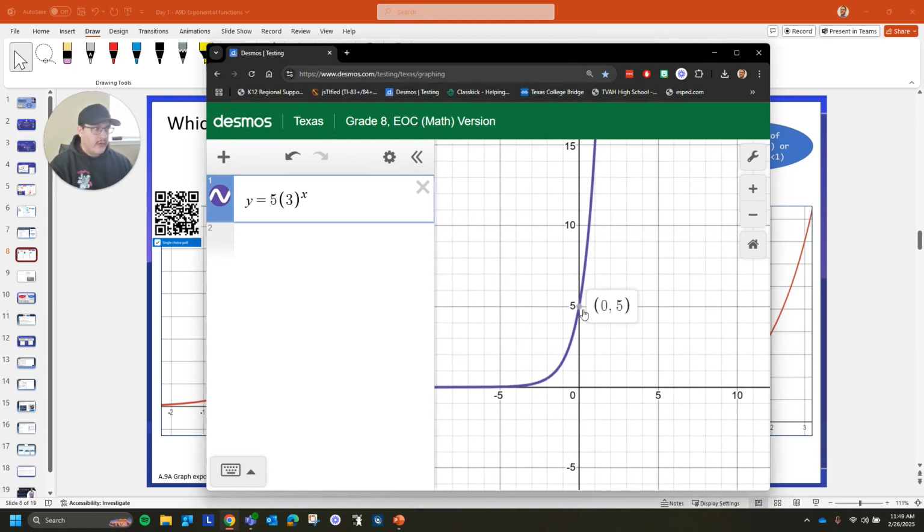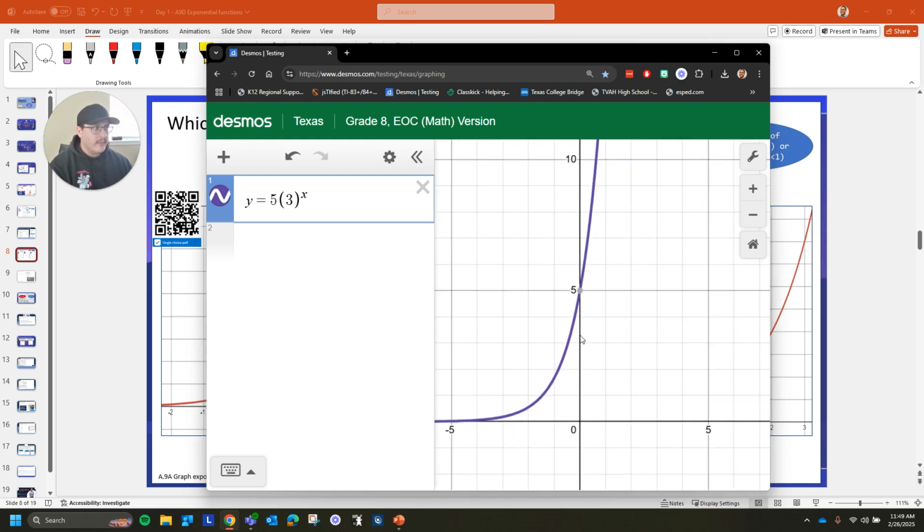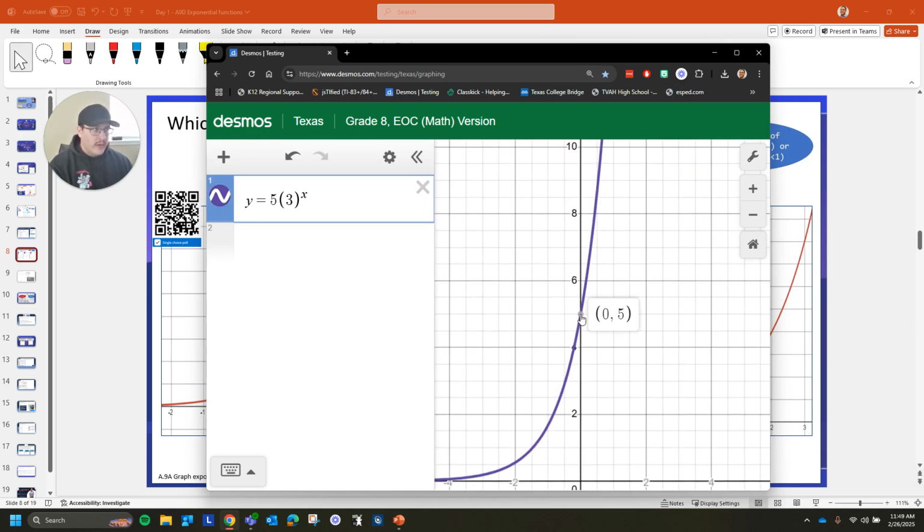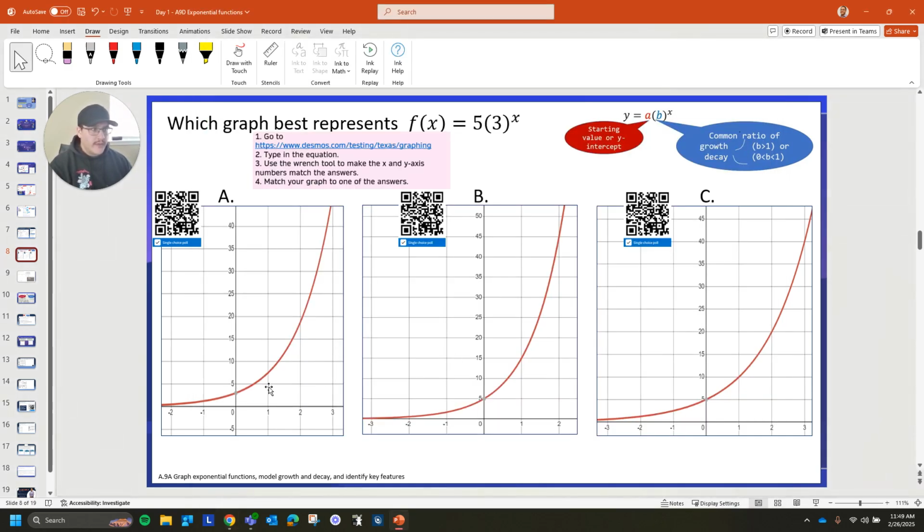You can click on the line and you should see that gray dot on the y-axis. You can either zoom in or just arrow or hover over that dot and it'll give you the y-intercept, which is 0, 5. So that's our first thing that we're going to check with all of these is the y-intercept. Notice that B, let me highlight right here, B and C have the same y-intercept, but A does not. They do not have 0, 5 in common. So A is no bueno.